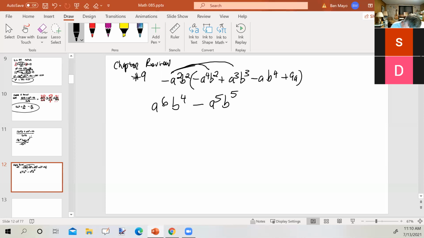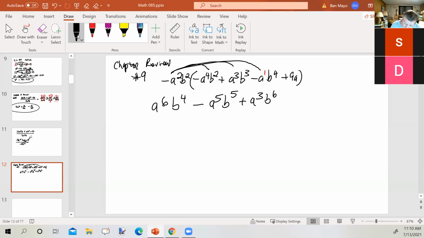Then we're going to distribute negative a squared b squared times minus a b to the 4th. Negative times negative is positive. A squared times a to the first power is a to the third power. Even though there's no exponent written here, there's an implied one, okay? B squared times b to the fourth is b to the sixth power.